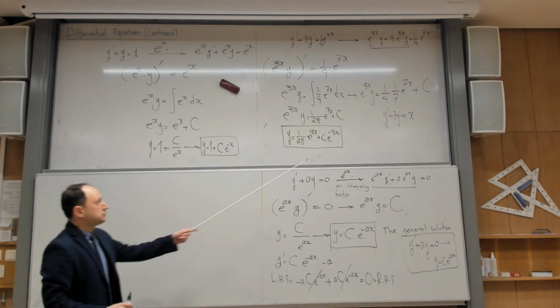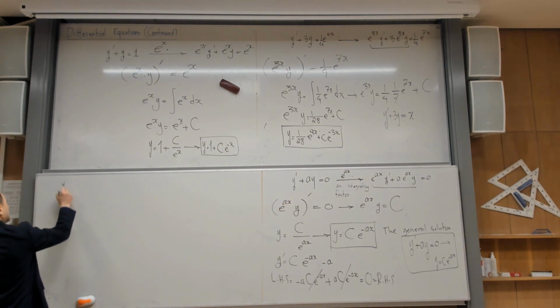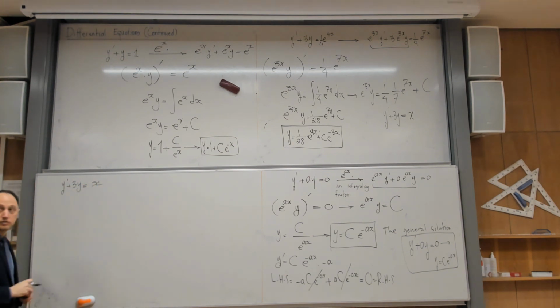So do you have any suggestions for this one now? y prime plus 3y is equal to x. So do you tell me what to do now again?